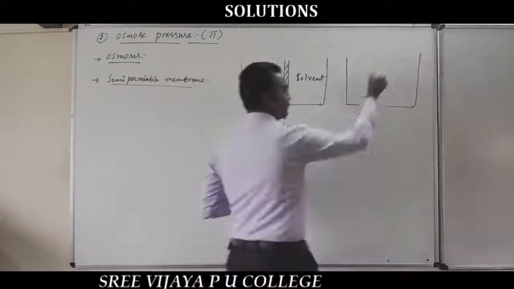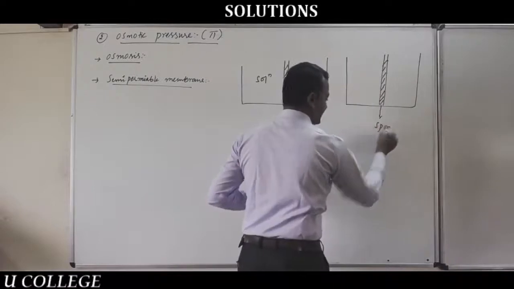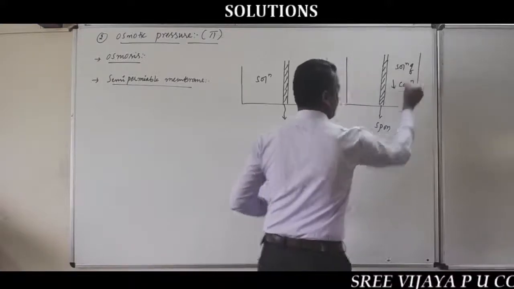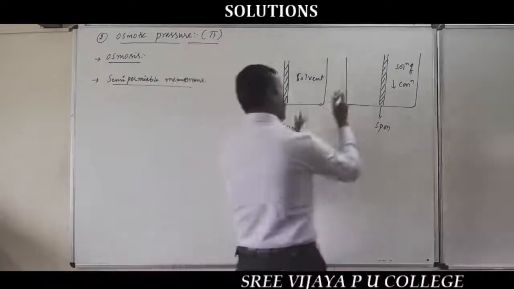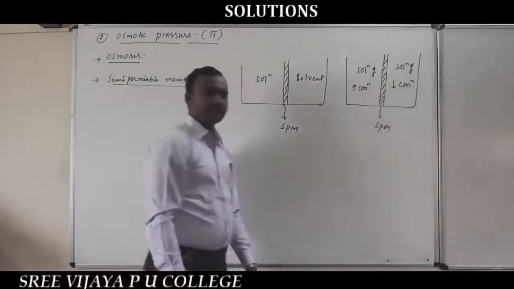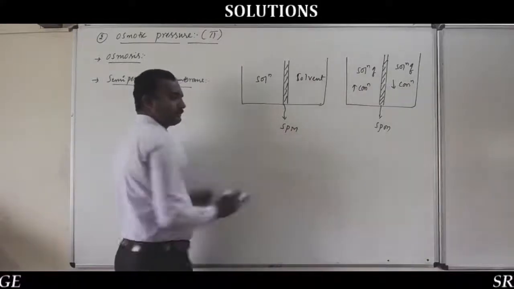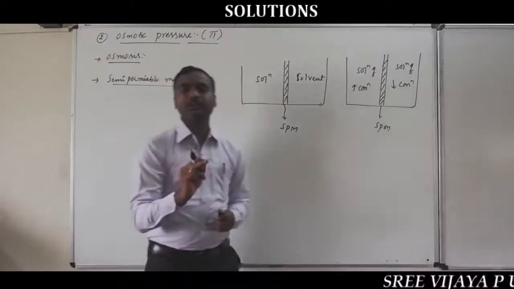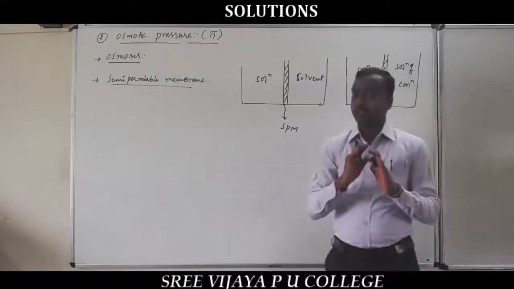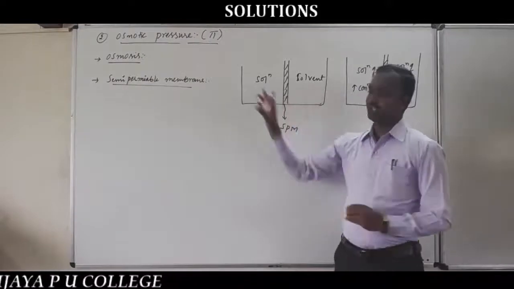Otherwise, one more picture. Again there are two compartments, separated by a semi-permeable membrane. On one side I take a solution of lower concentration, and in the other compartment a solution of higher concentration. One is a dilute solution and one is a concentrated solution. In this case, the semi-permeable membrane is one which allows only solvent molecules to pass through it, but does not allow the solute particles to pass.